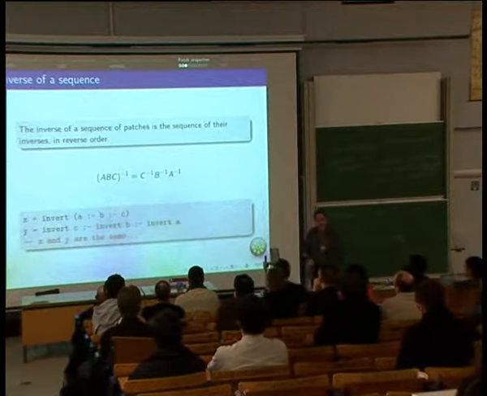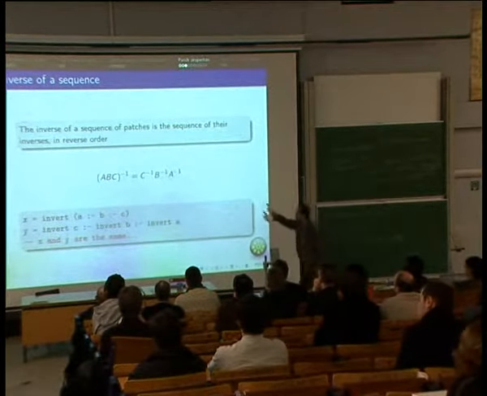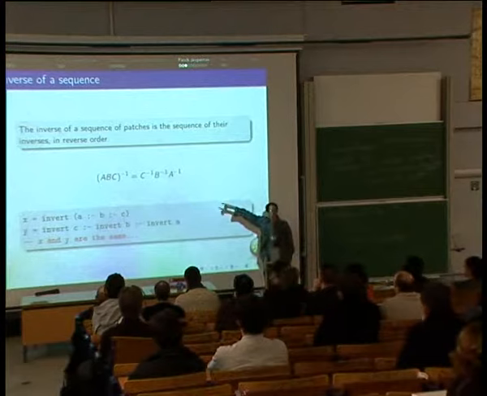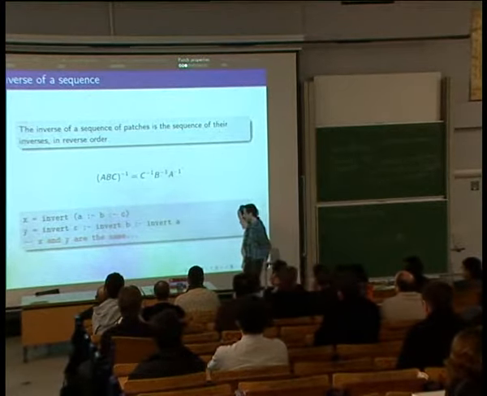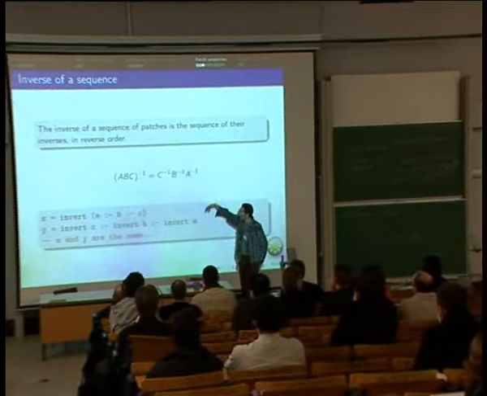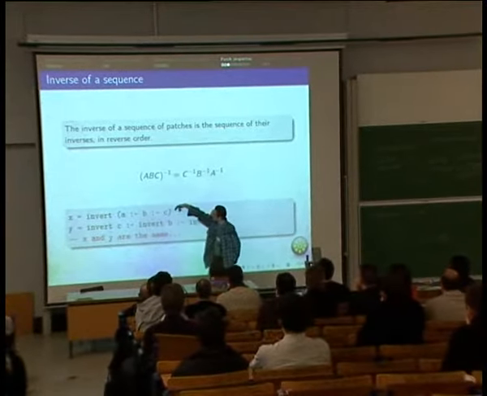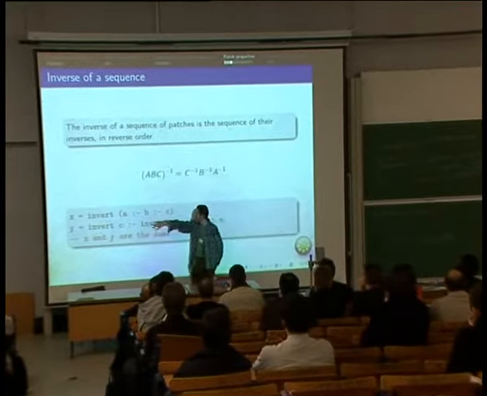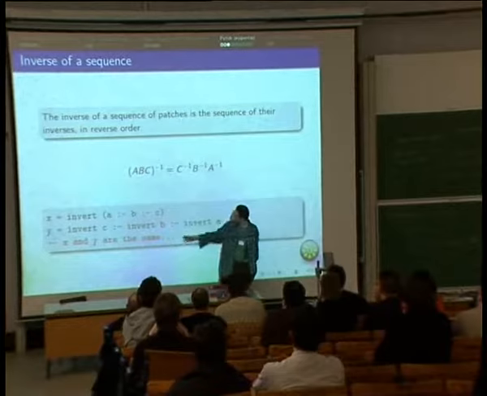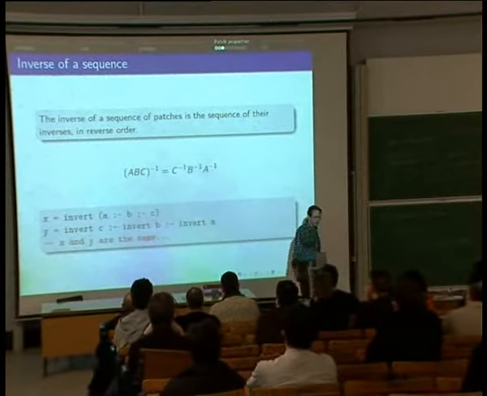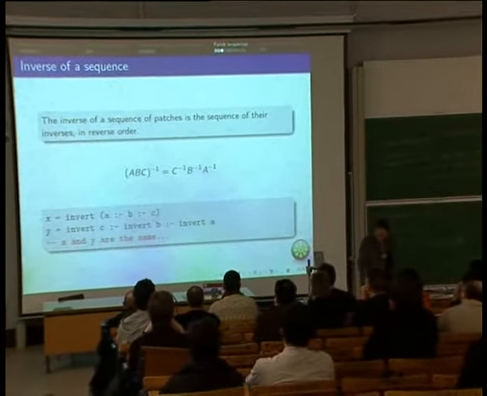The inverse of a sequence is, as you might imagine, the inverse of ABC becomes C inverse, B inverse, A inverse. Then in Haskell code, you can either invert A followed by B followed by C, or you can invert them in the other order, and you get the same result, as we will see.